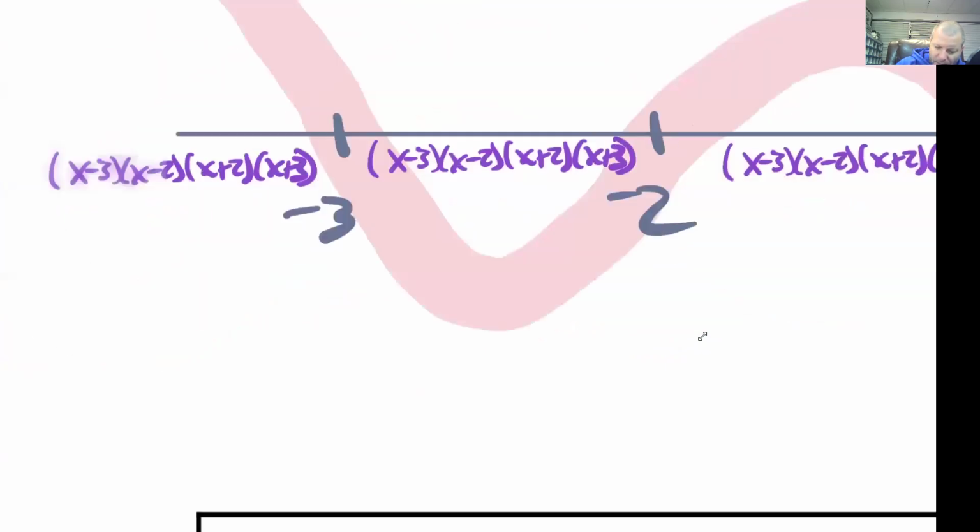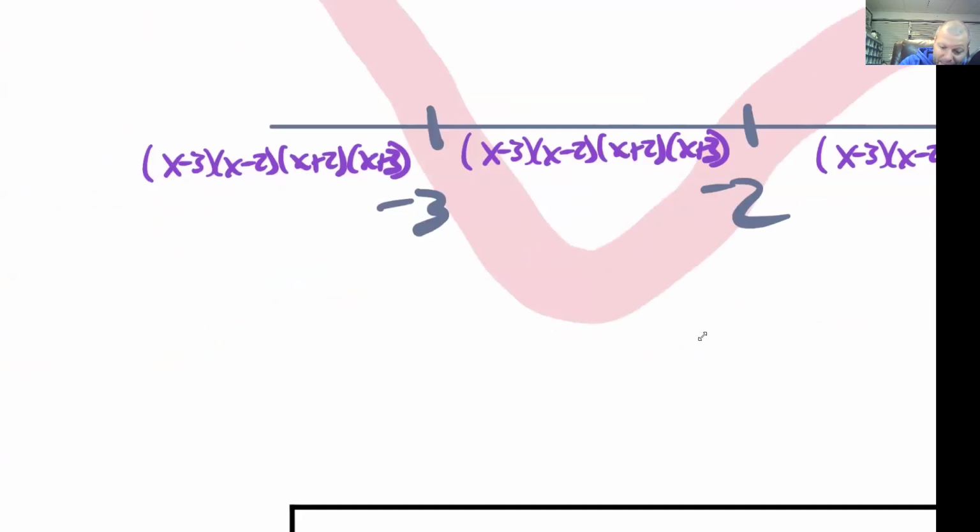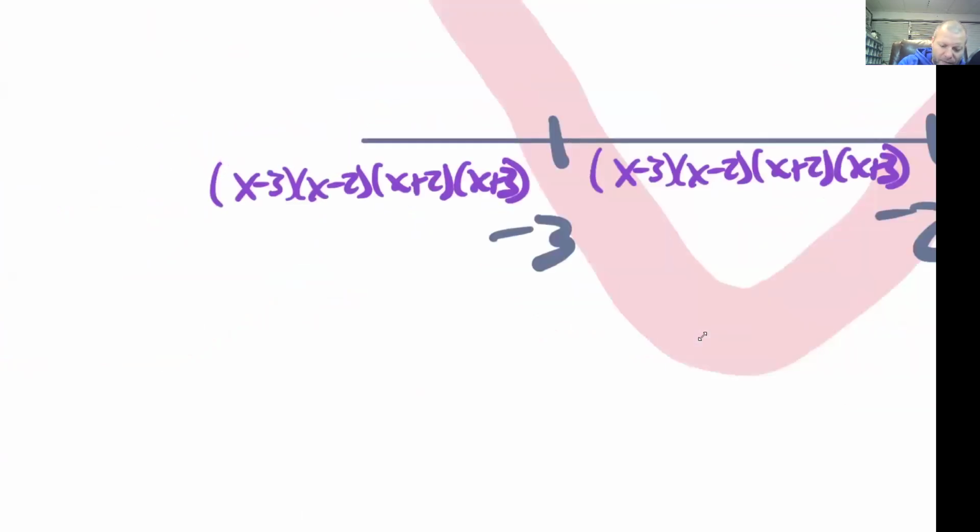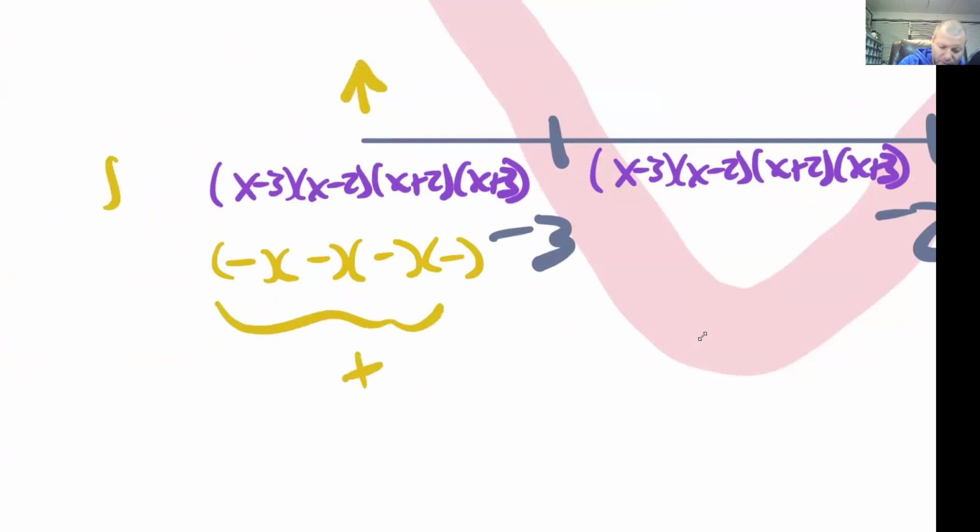All right, so if I just plugged in something less than negative 3, like say negative 4, negative 4 minus 3 is going to be a negative. Negative 4 minus 4 is going to be a negative. Negative 4 plus 2 is going to be a negative. Negative 4 plus 3 is also going to be a negative. I have an even number of negatives, so this whole thing's going to be positive, so my function is increasing.